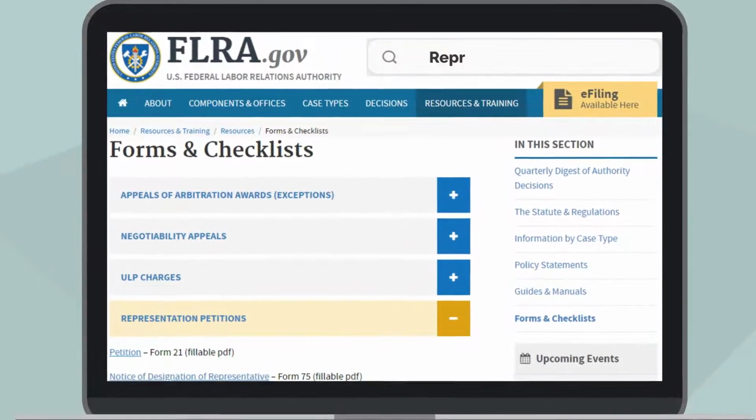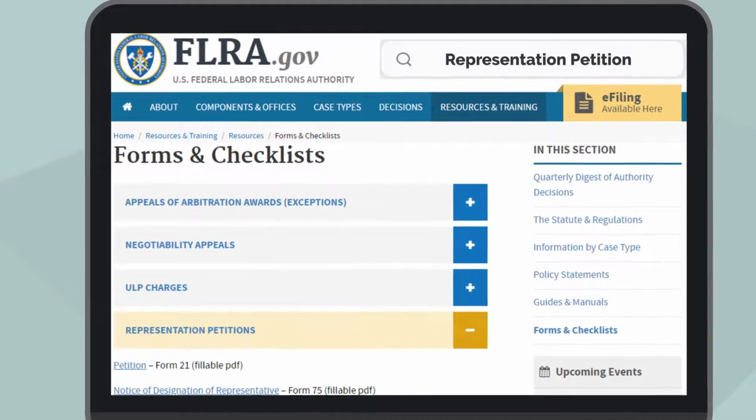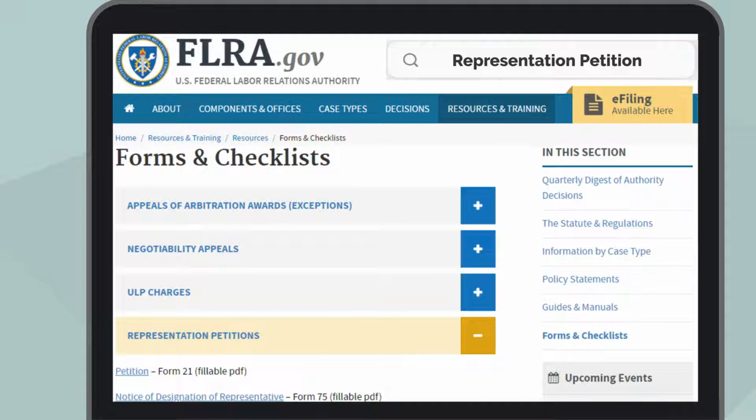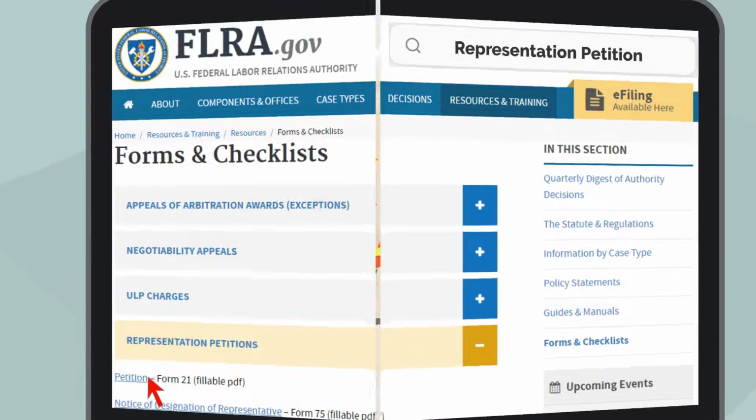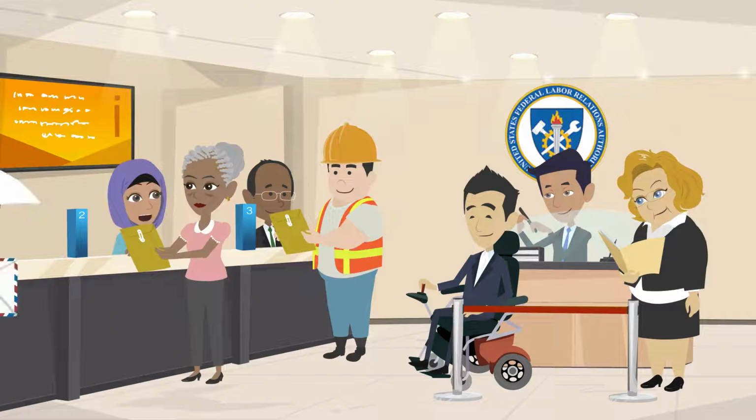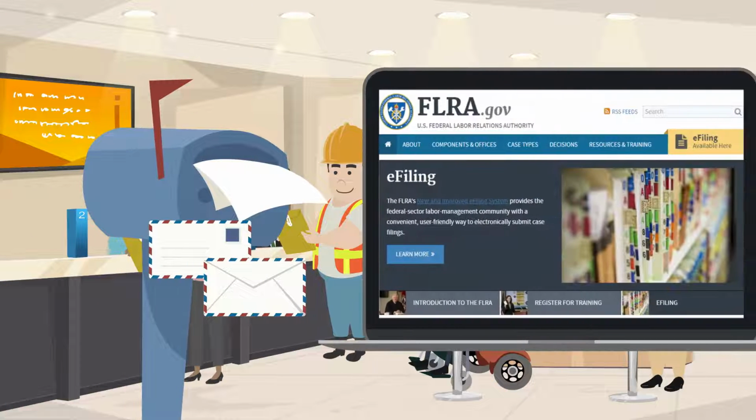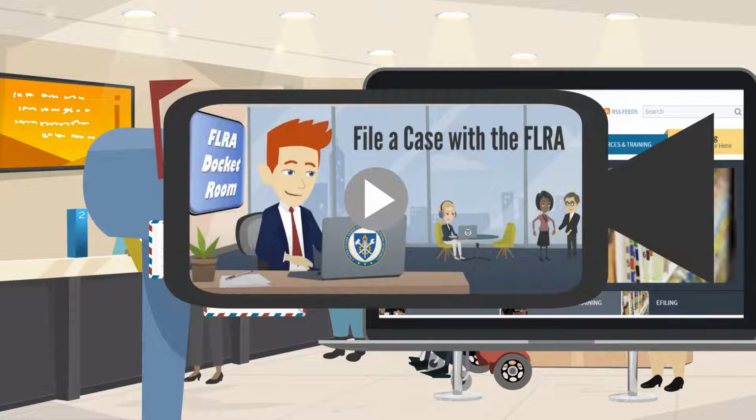Once you have collected a 30% showing of interest, you're ready to file a petition. The petition form can be found on our website. The petition can be filed in person, by mail, or electronically. For information on electronic filing, refer to the FLRA's e-filing video.